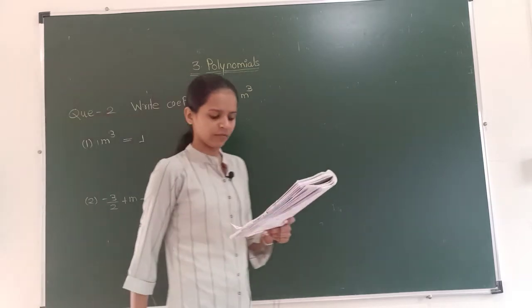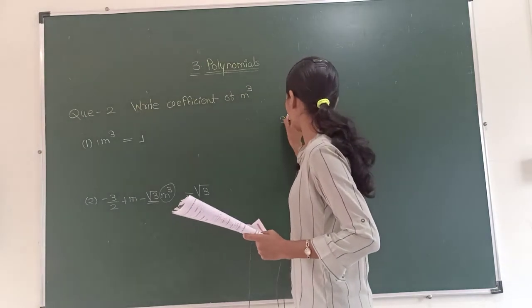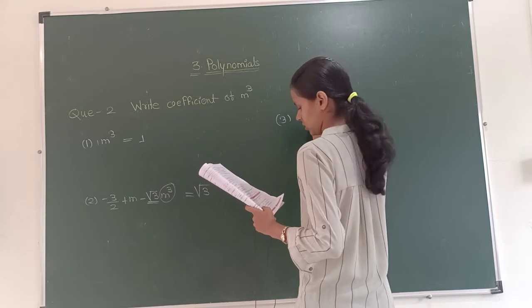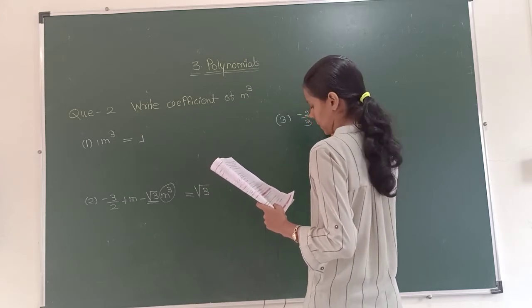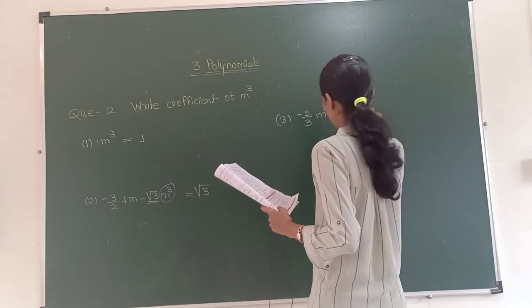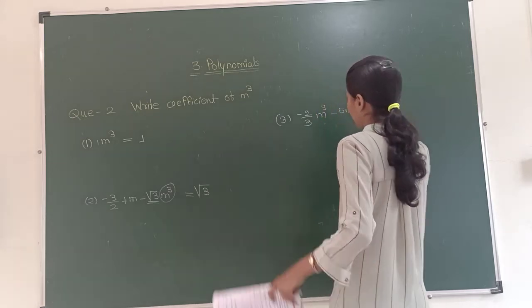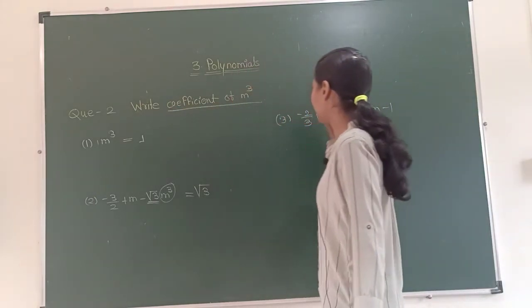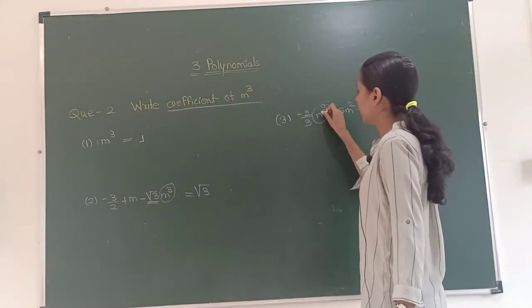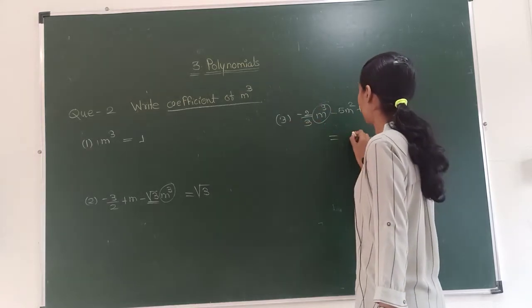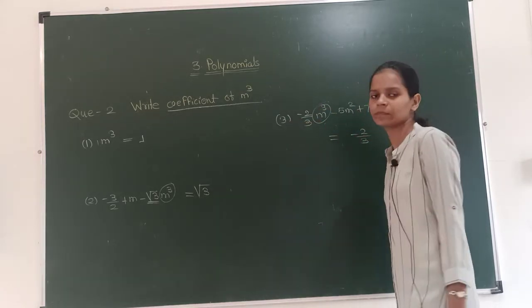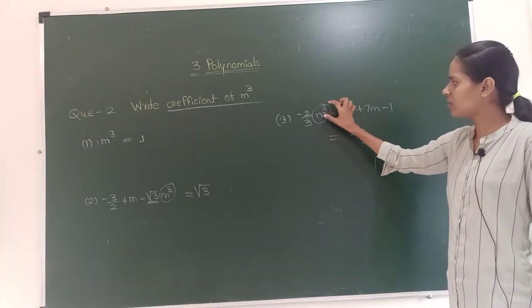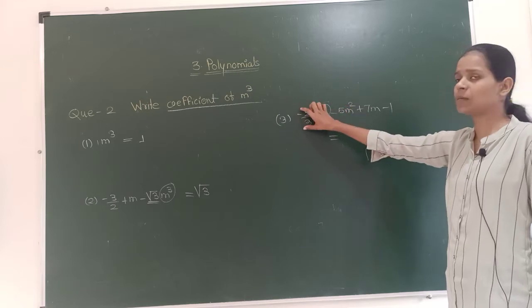And the third one from the same question is, see, minus 2 upon 3 m cube minus 5m square plus 7m and minus 1. You have to just find out. They have asked us the coefficient of m cube. Where is m cube? Here. Then the number before m cube is the coefficient of m cube, that is minus 2 upon 3. That's it. As simple as that. You have to just look for the m cube. Wherever you find the m cube, you have to write just the number before that.